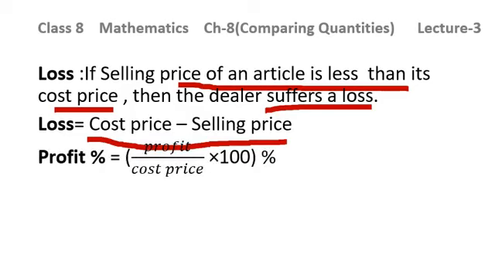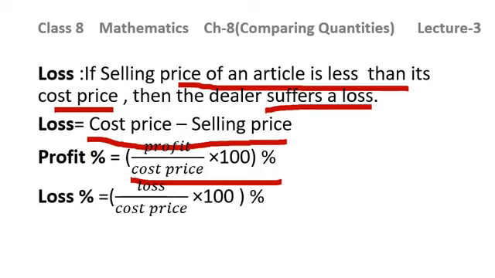Then profit percent. Profit percent is given by profit over CP into 100%. I told you that profit percent and loss percent both are calculated on cost price. So in the case of profit percent, profit over CP into 100%, this is the formula. Using this you can calculate the profit percent. Loss percent can be calculated with the formula loss over CP into 100%. That will give you loss percent.